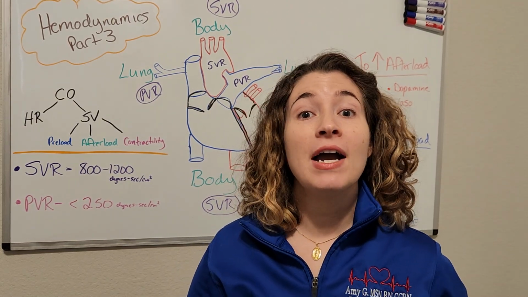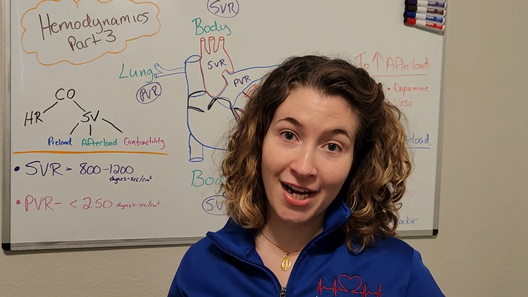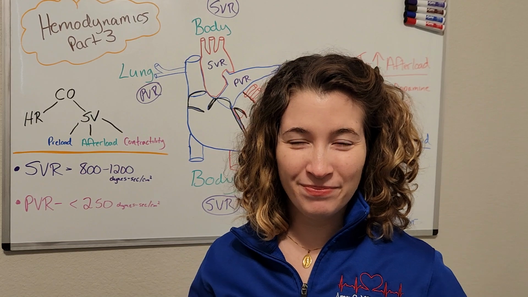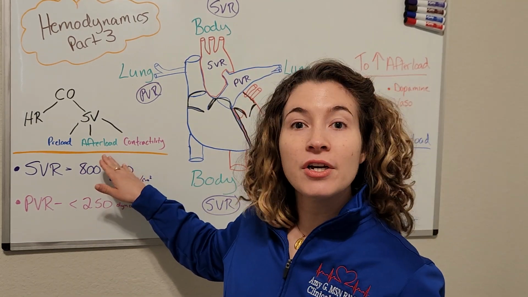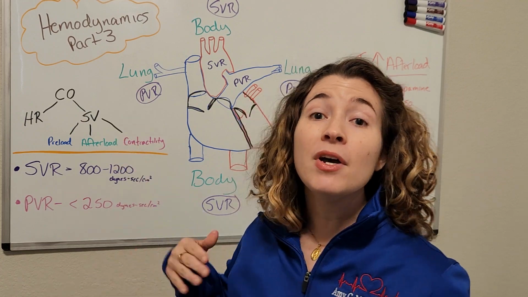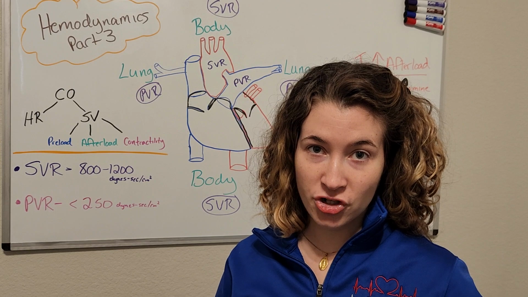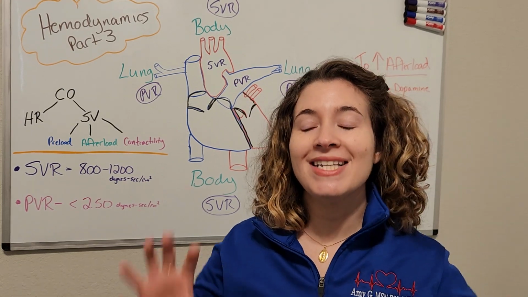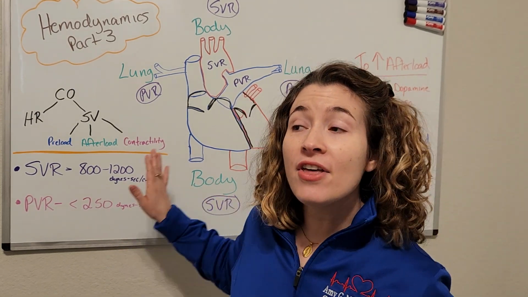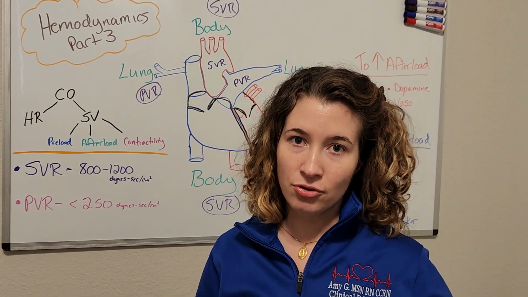In this video, I'm going to be discussing afterload, which is one of our determinants of cardiac output. So let's get started. Remember, afterload is one of the variables that determines stroke volume, which is ultimately going to determine the cardiac output of the patient. Now, afterload is the amount of pressure that the heart has to pump against to get that blood out.